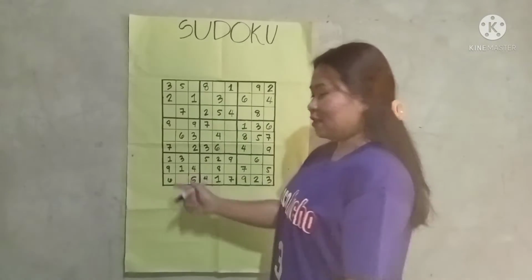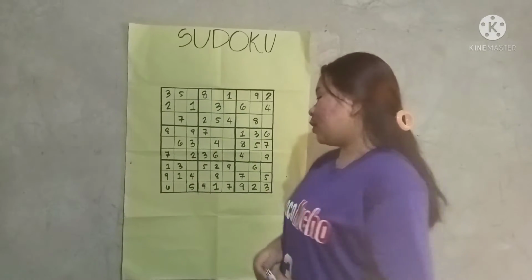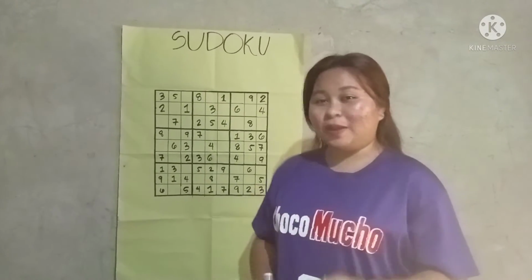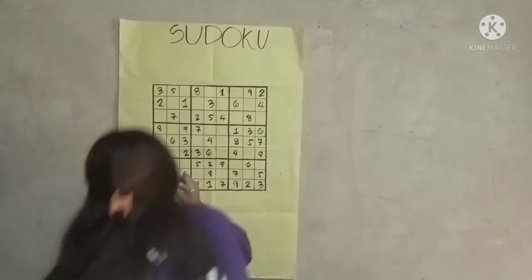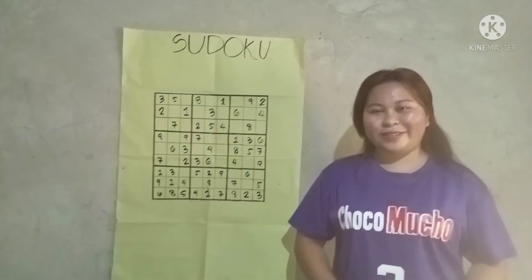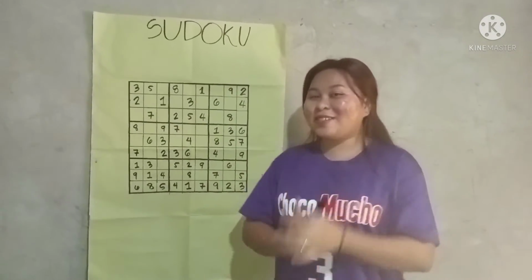Now, let's go to the last box in the first row. In this box, the remaining number is number 8. So we're gonna put the number 8 in here. So, there it is. Great! Now, let's go to the second row.